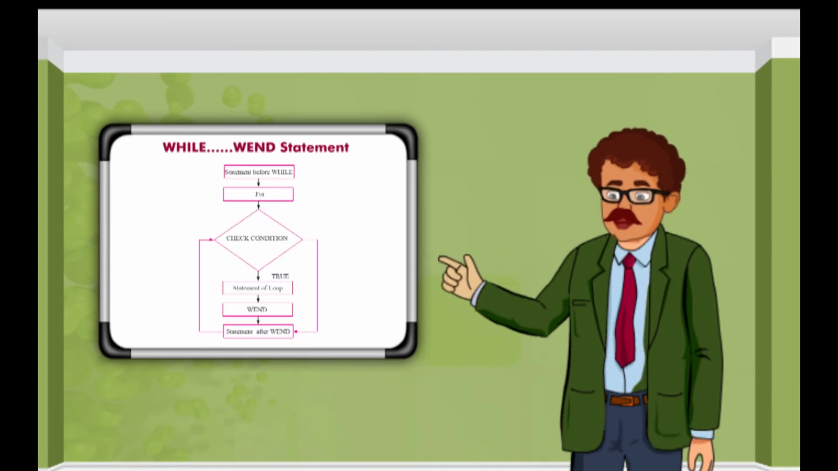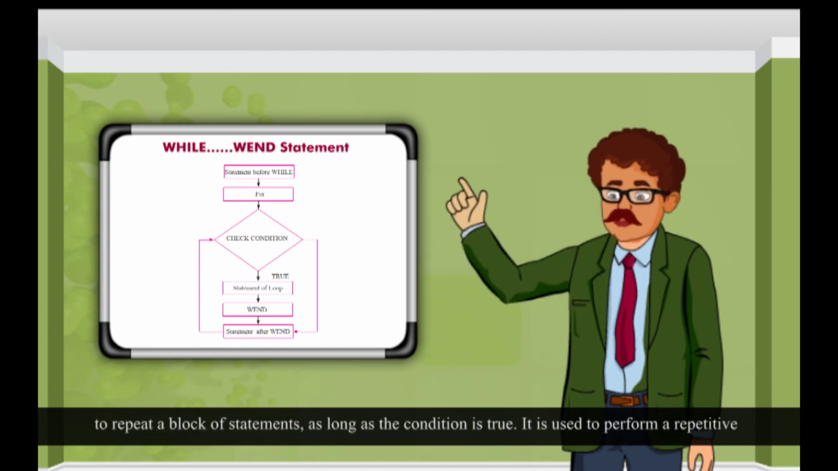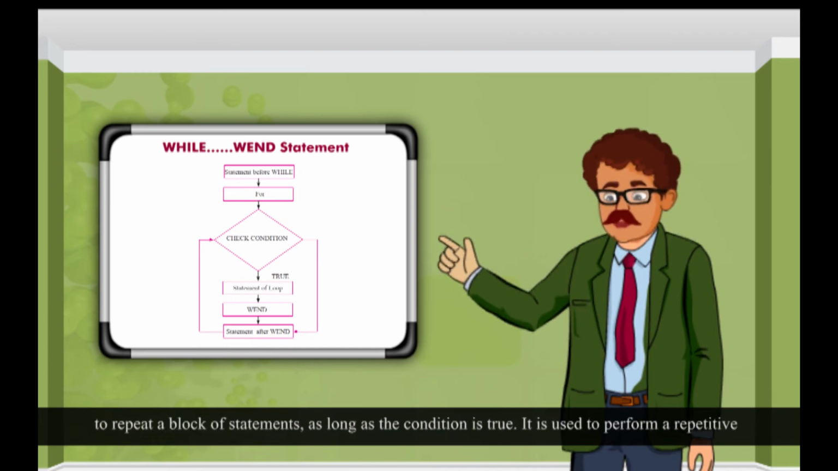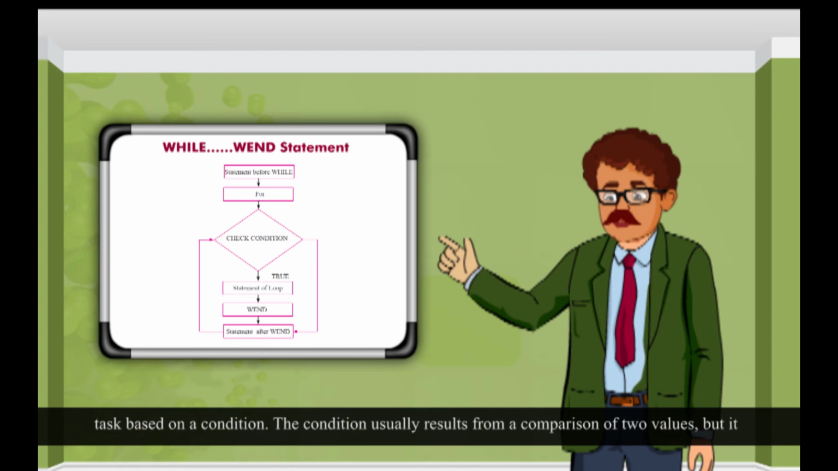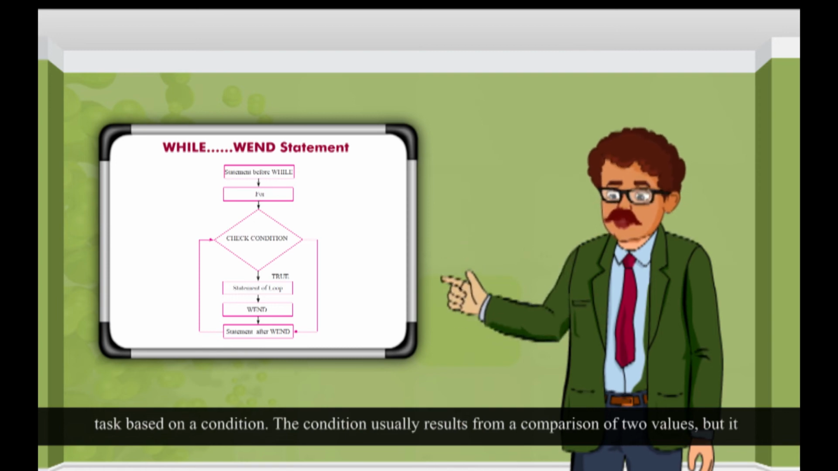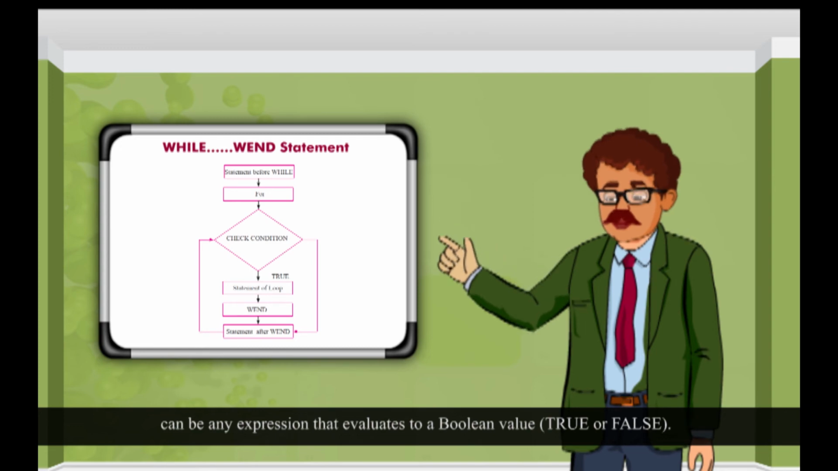While statement. The while loop is the fundamental loop statement in BASIC. It provides a way to repeat a block of statements as long as the condition is true. It is used to perform a repetitive task based on a condition. The condition usually results from a comparison of two values, but it can be any expression that evaluates to a Boolean value, true or false.